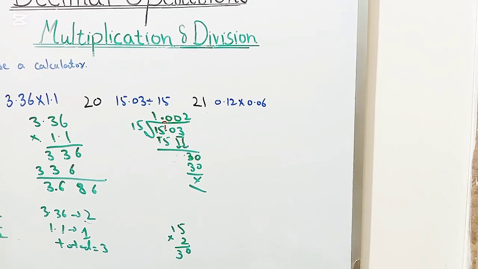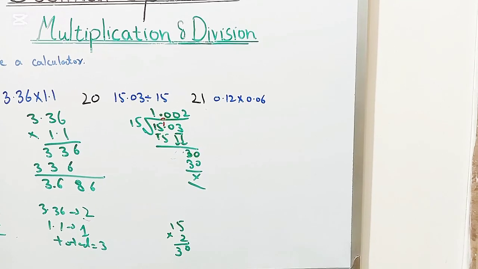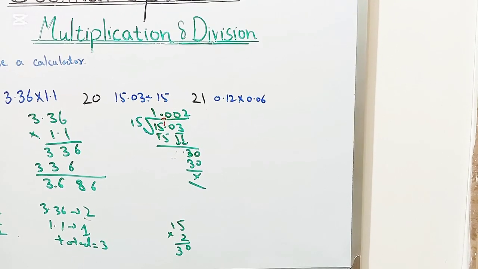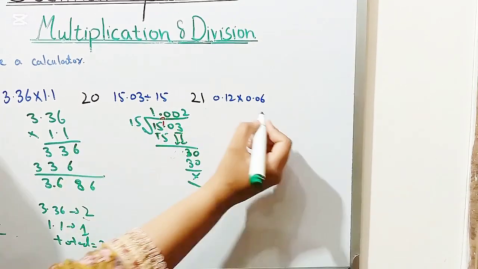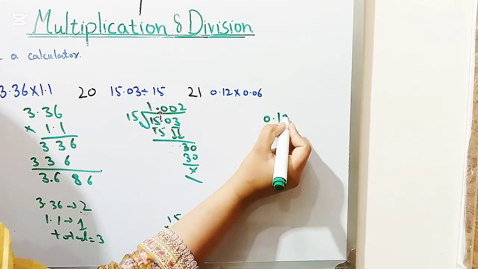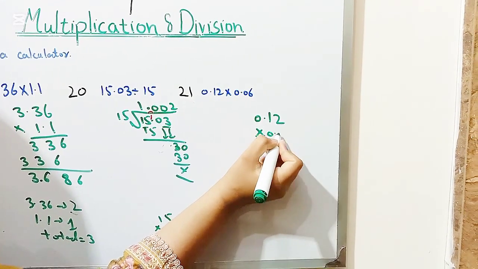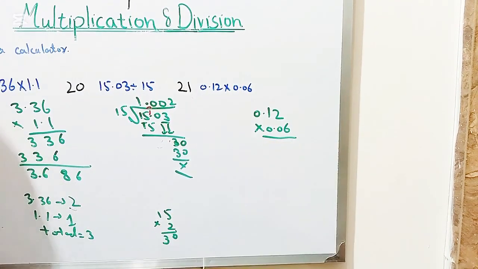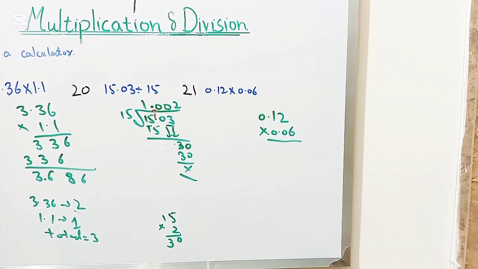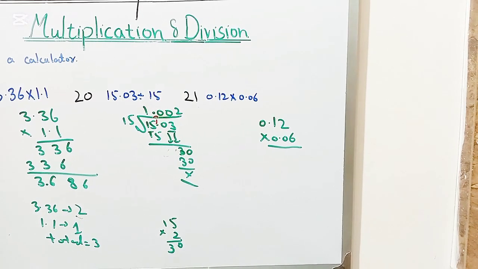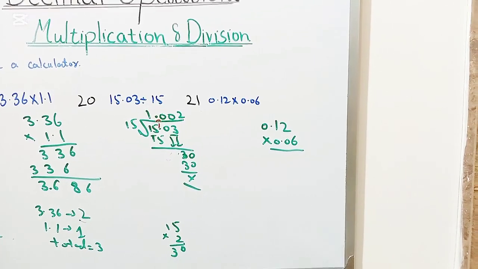1.002 is the final answer. Now, question number 21. 0.12 multiplied by 0.06. To multiply the decimals of the two values, the first step is to ignore the decimal points and multiply them as a whole number.